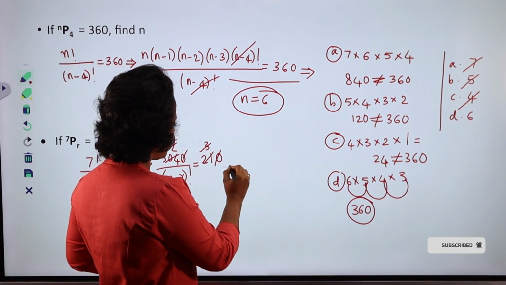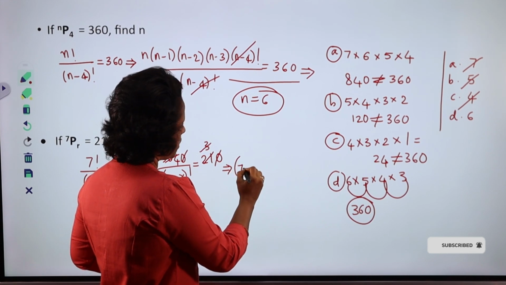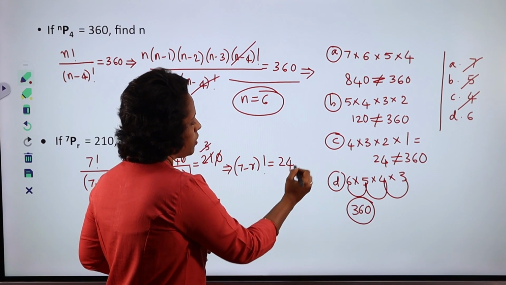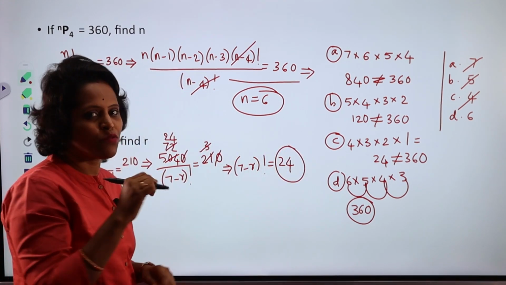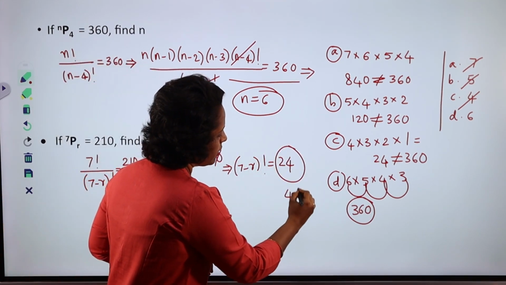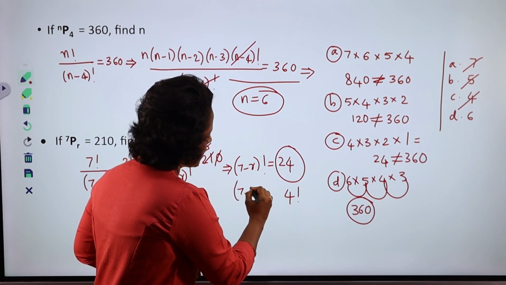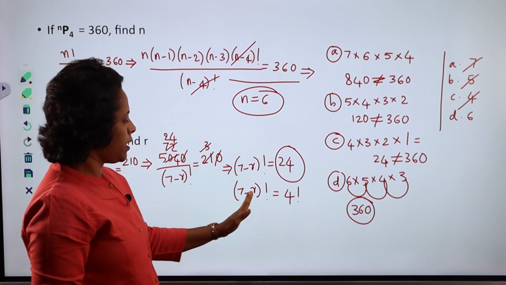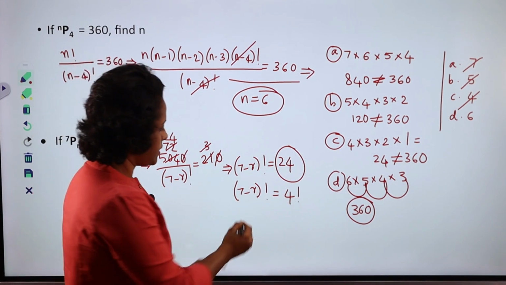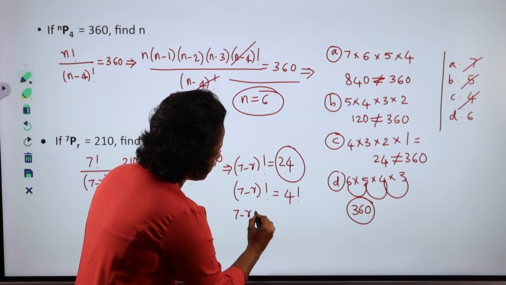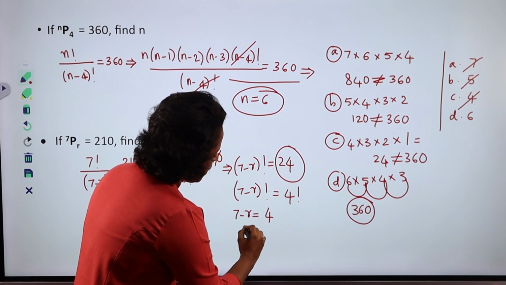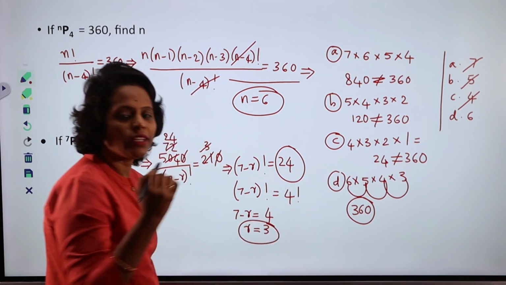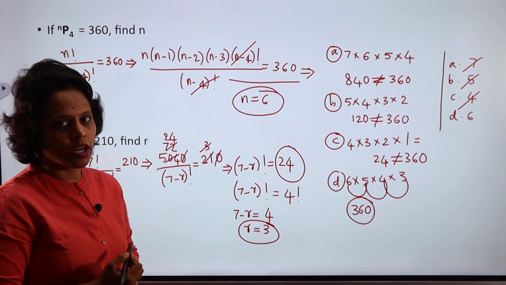So what I have got is 7 minus r factorial is equal to 24. But I know 24 is 4 factorial, right? So 7 minus r factorial will be equal to 4 factorial, right? Now I'll cancel the factorials here. Now 7 minus r will be equal to 4. The r value will be equal to 7 minus 4, which is equal to 3. So this is a way to solve your problem.